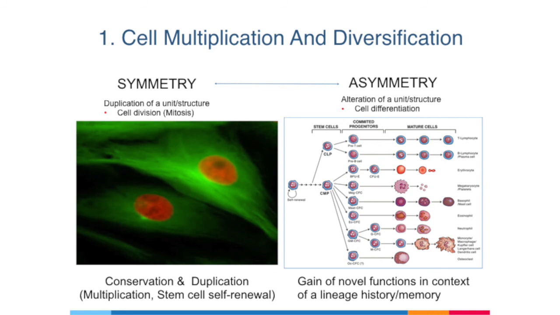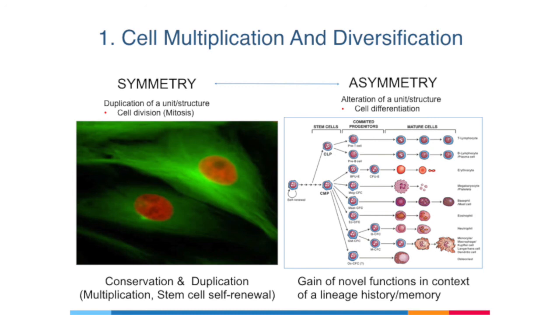The other part, the dichotomous part of cell division, is that upon cell division, cells will undergo a series of events to become specialized. I show here an example of the hematopoietic system, where initially a stem cell, which is renewed at a certain level, will undergo a distinct number of decisive steps. And these decisions are one of the topics my lab is interested in. I'll come to that later on.